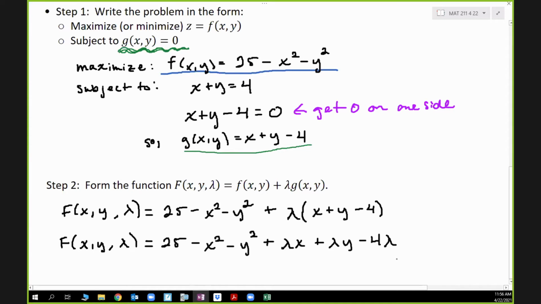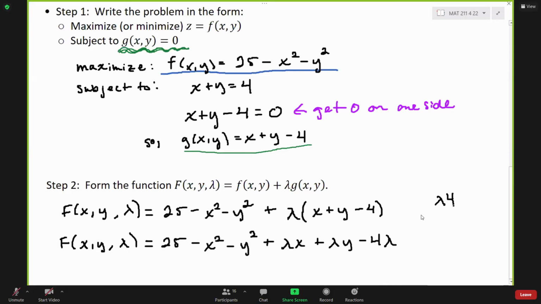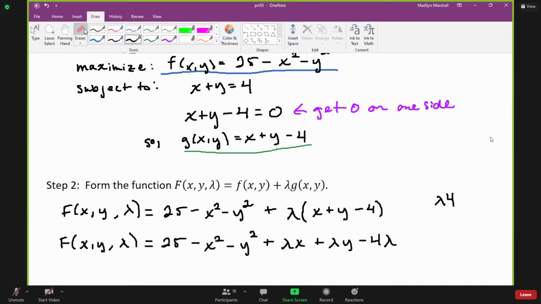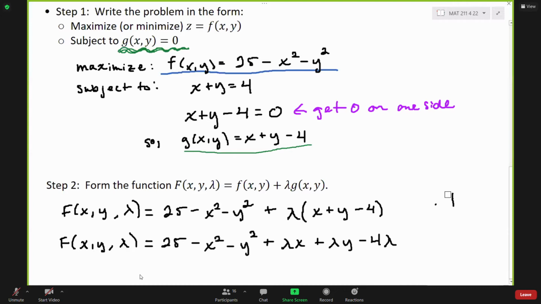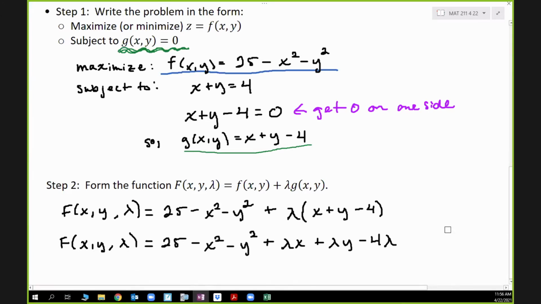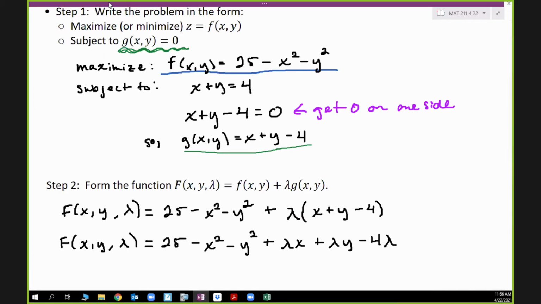Why do you put one on the front, one on the back? No particular reason, mostly because it would be kind of weird to write lambda 4, just because normally when we have a number and a variable, we put the number first. Yeah, and I just feel like it looks better with the lambda before the x and the y. So that is not any math reason, it's just a style reason.